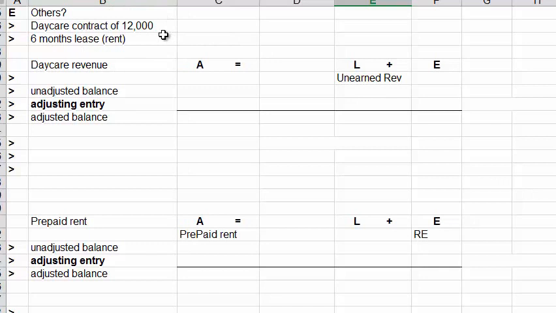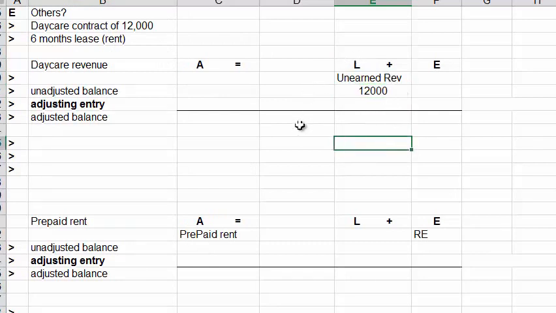Now remember, we could have done this different ways. We could have put all $12,000 as daycare revenue. We could have put all $12,000 as unearned revenue, or we could have done some of it as unearned and some of it as revenue. We followed our standard rule of thumb, which would say record the entire amount as unearned revenue and adjust it later. So here, very standard rule of thumb.